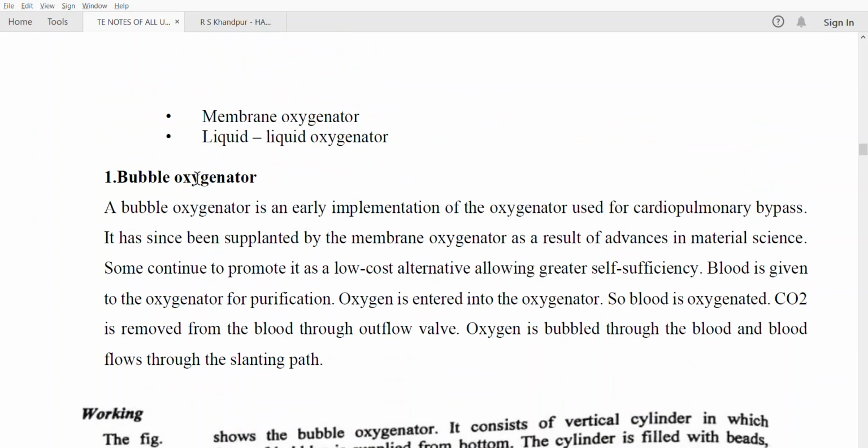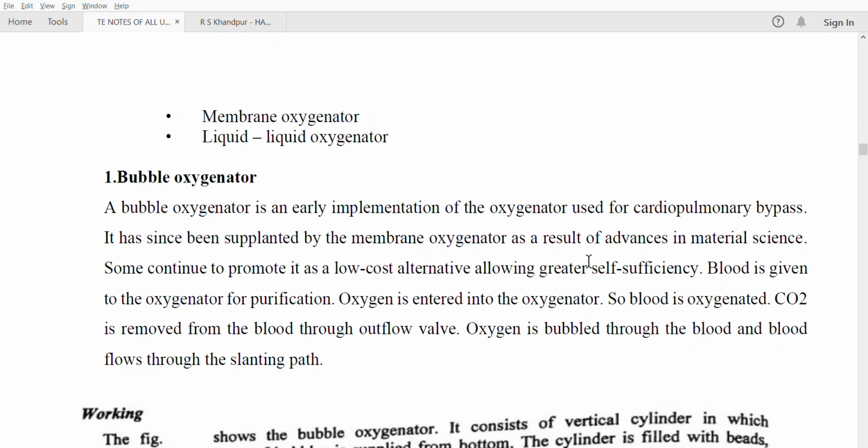Okay, so this is also one type of membrane to membrane oxygenator. It is also one type of diffusion process. So bubble oxygenation is used for cardiopulmonary bypass. It has been supplanted by the membrane oxygenator because of research in organs and material science. Some continue to promote its low cost and self-sufficiency. And blood is given to the oxygenator for purification.